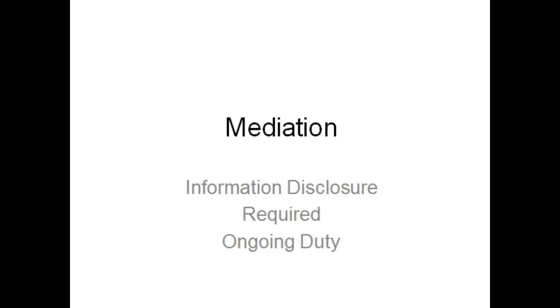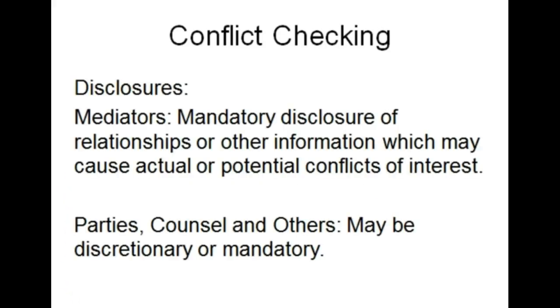The mediator has an obligation to inform the parties at any point during the case if a new relationship that's relevant to these parties comes up. The trust relationship among the parties and the mediator is crucial to the process being effective. So the mediator is required in all instances to make mandatory disclosure of any relationships or other information which may cause actual or potential conflicts of interest.